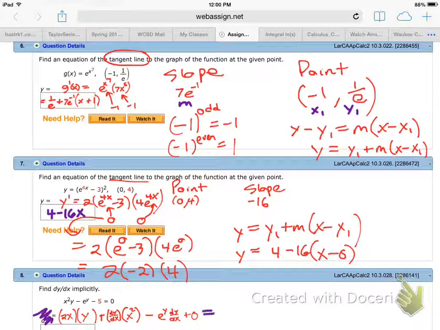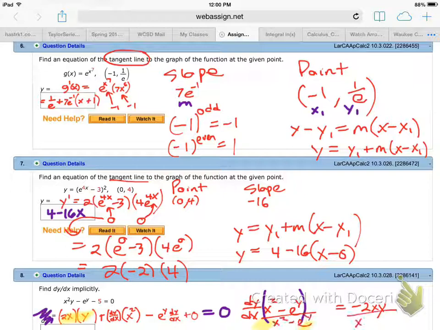So e to the y dy dx, the derivative of -5 is 0, and of course the derivative of 0 on the other side is 0. So now the job is, all right, get the dy dx's by themselves. So I just highlighted 2xy on the left. I subtract that from both sides to get towards dy dx being by itself. And then you factor out the dy dx. I literally divide it out front. And if I do that, it leaves me x squared minus e to the y left. And then I divide by that on both sides to get dy dx by itself.